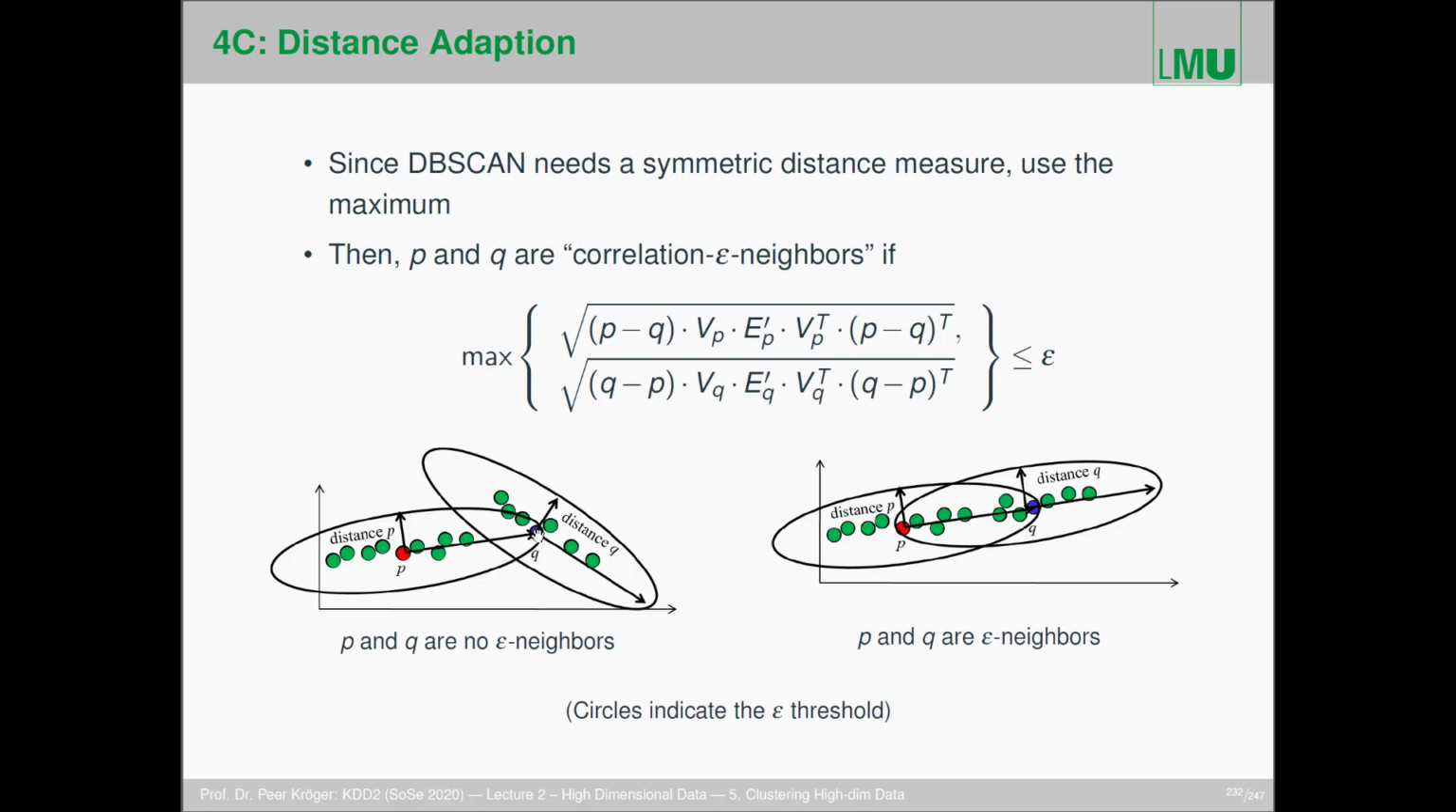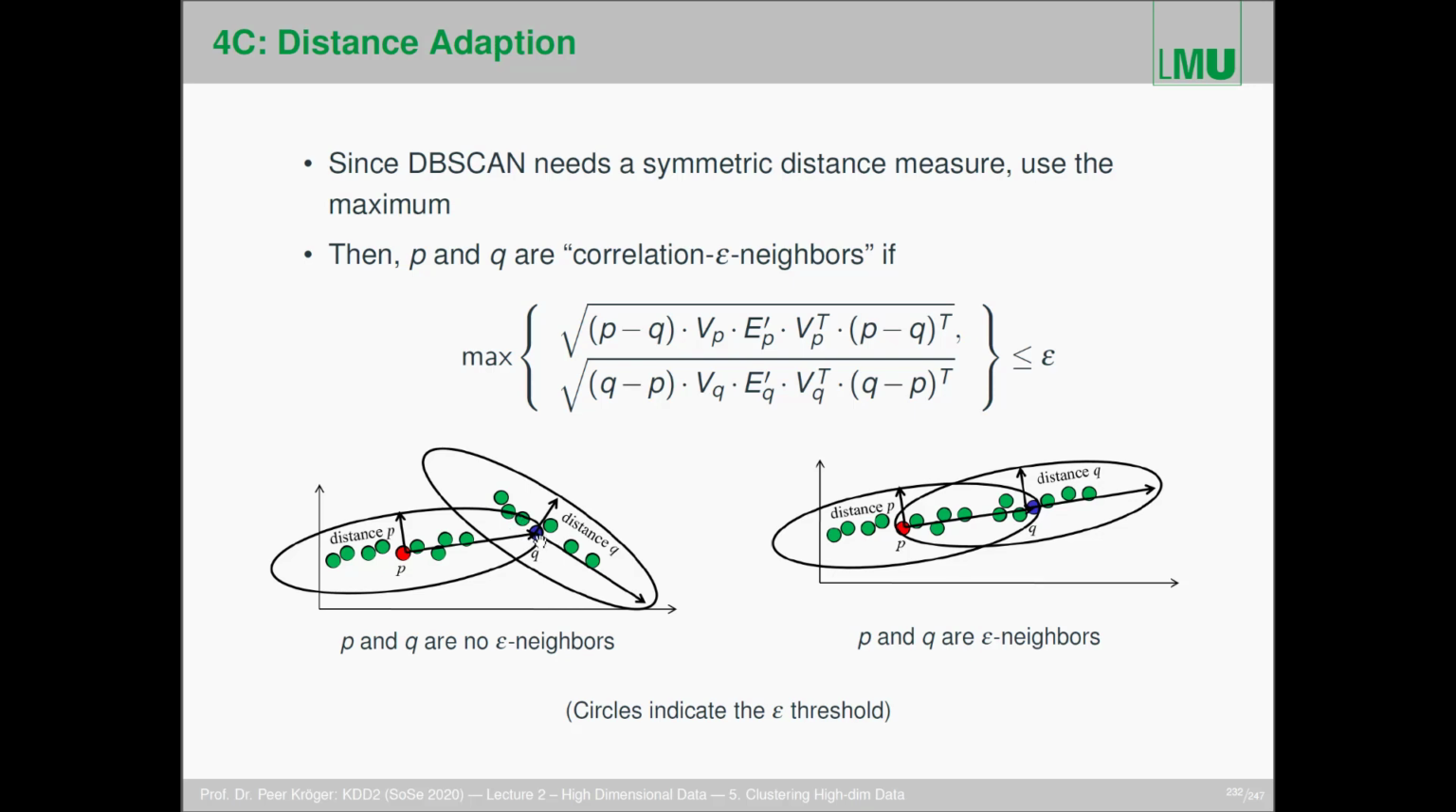And you see here that, maybe take this one here. So they have to find themselves in their own epsilon neighborhood, in the adopted epsilon neighborhood here. So if they find themselves simultaneously, they are epsilon neighbors. Here only P finds Q, but Q doesn't find P in its own epsilon neighborhood.